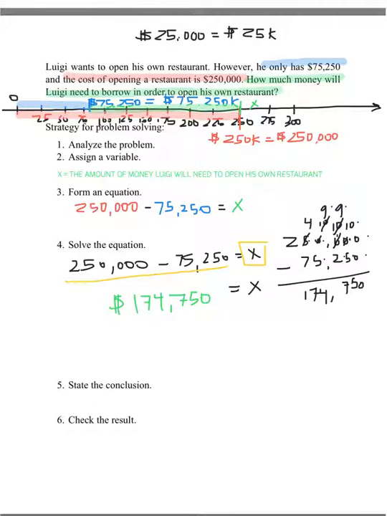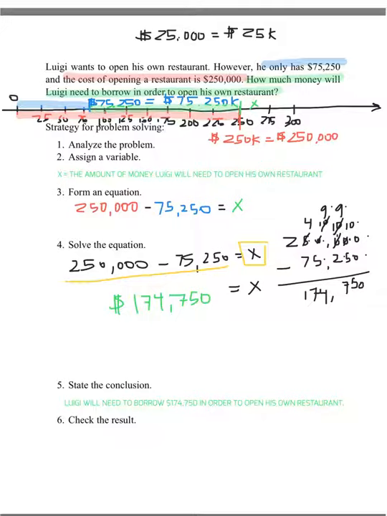So now let us state our conclusion precisely and clearly. Luigi will need to borrow $174,750 in order to open his own restaurant.